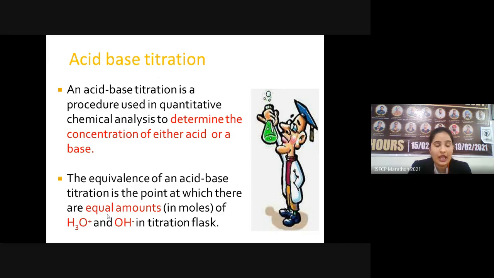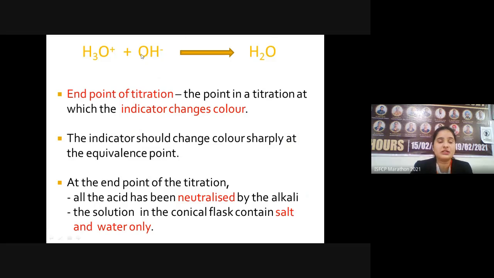And the point after the equivalence point, where we add 0.1 ml to observe the pH change, is known as the endpoint. So this is the reaction which takes place in acid base titration. Hydronium ion, or we can say proton, neutralizes hydroxyl ion, or hydroxyl ion neutralizes the hydronium ion to form water, and this reaction is known as a neutralization reaction.